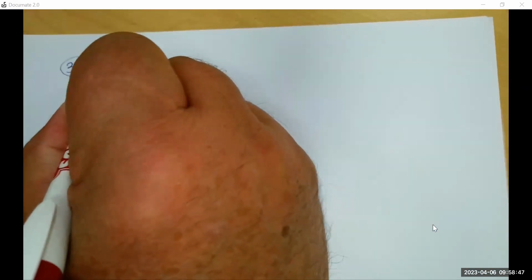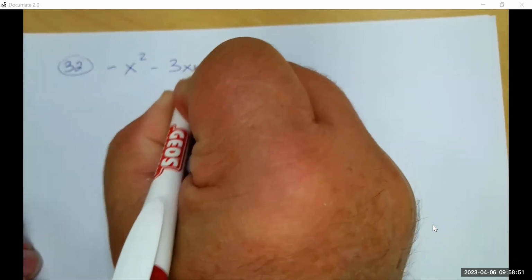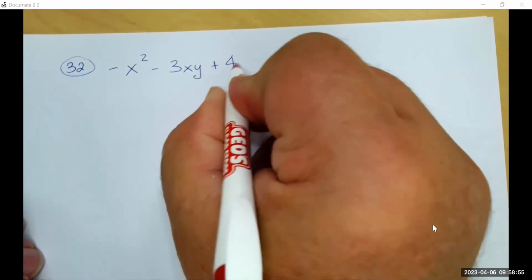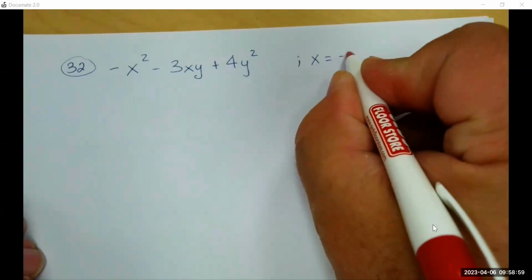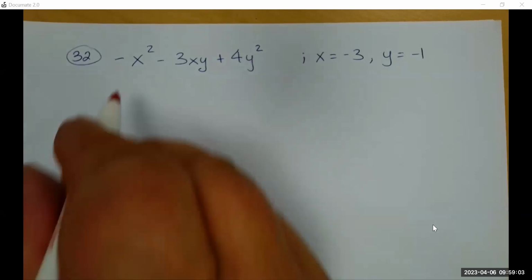So that's what we have to cover first. Let's now finish up that question we were working on originally. This was number 32. -x² minus 3xy plus 4y² when x equals -3 and y equals -1.